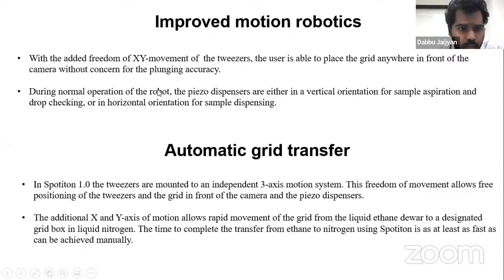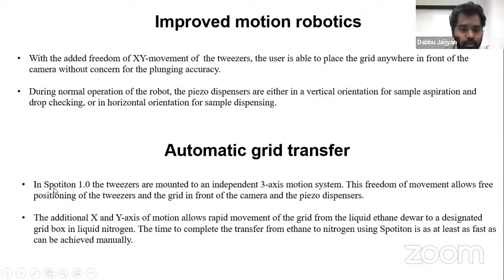During normal operation of the robot, the piezo dispenser is in a vertical orientation to take the samples from the sample station, and then it is in a horizontal orientation for dispensing the samples over the grid. Another important thing is that after dispensing the sample, the grid is vitrified automatically in the liquid ethane, and then the grid is transferred from the liquid ethane into the grid box.